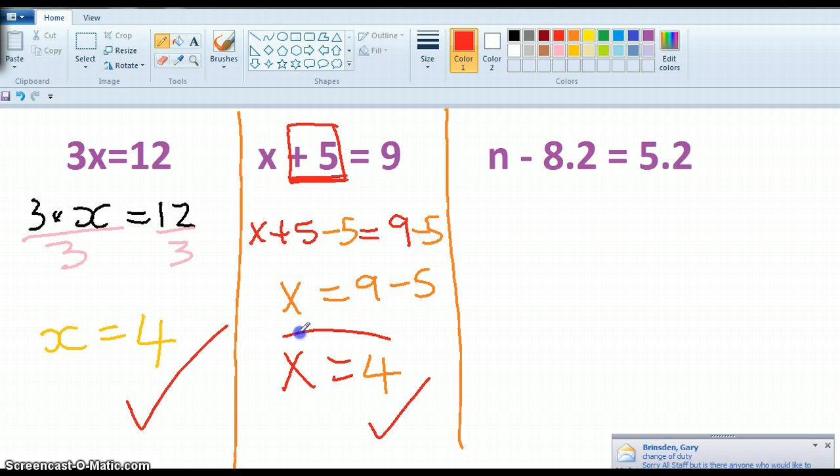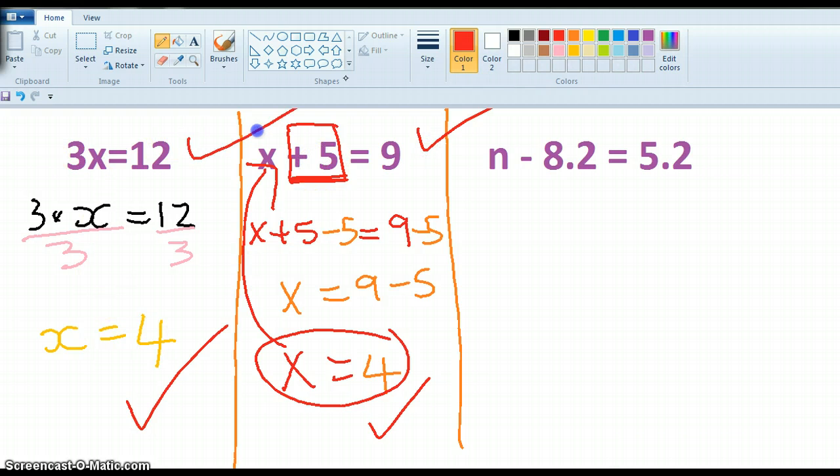So when you've got this, go back and check. 4 plus 5 is 9, yay. And 3 4s are 12, yay. Now, that one might not be so easy to just see the answer. So how do I get rid of minus 8.2?